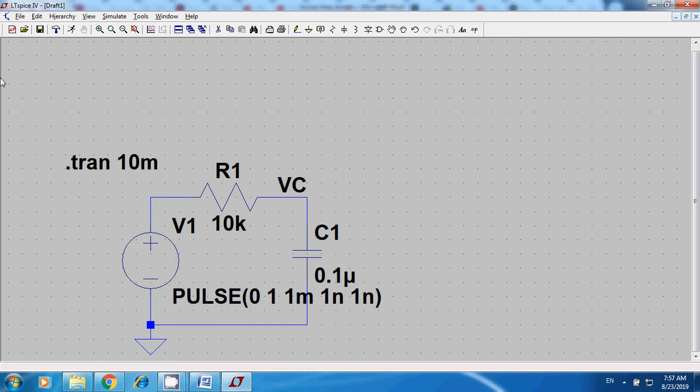Okay, now you're ready to do the simulation. So let's go to simulation, or you can simply use the icon of the guy running here.